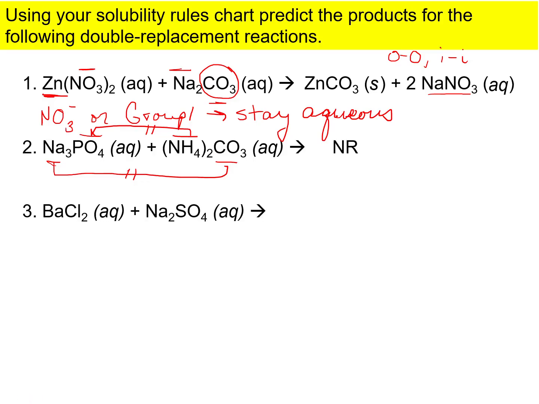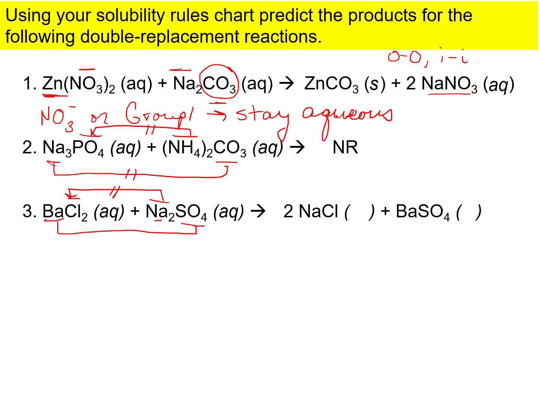And then we got barium chloride and sodium sulfate. So turn the pen back on. So we have our outer, outer. That's one pair. That is not one we're going to cross out. And then we got sodium and chloride. That one is going to stay aqueous because it's got sodium in it. So we do our swaps, and we see that we will have a precipitate of barium sulfate.